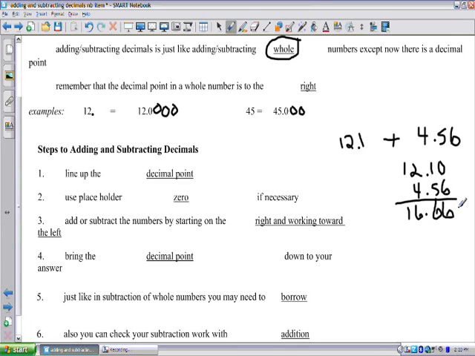You need to bring down the decimal point. Notice how I did here. You don't move it one way or the other. It just goes straight down where it was.